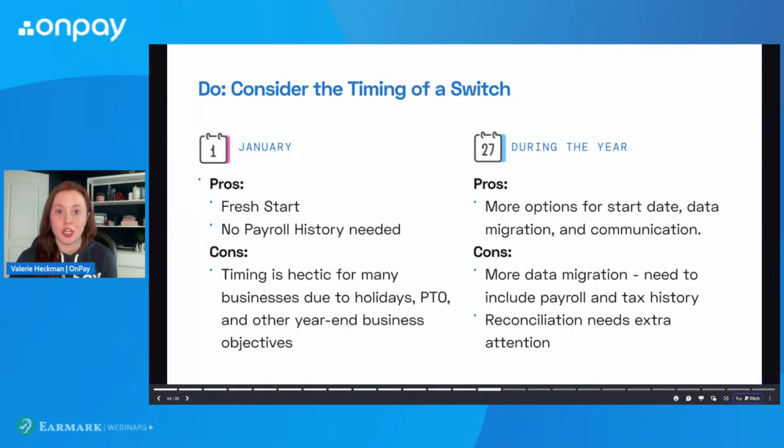Now, the cons of switching during the year is there is more data migration. We do have to consider the payroll history because you're only going to be able to issue W-2s out of one system. You're going to have one W-2 for each employee. So any payroll that happened in the old system, that data has to be in the new system. Same goes with the tax payments and form filings. We've got to know what happened in the old system when you go into something new. And of course, all of that means reconciliation in the books requires a little bit of extra attention, as well as making sure that you have the right data collected as you're switching.